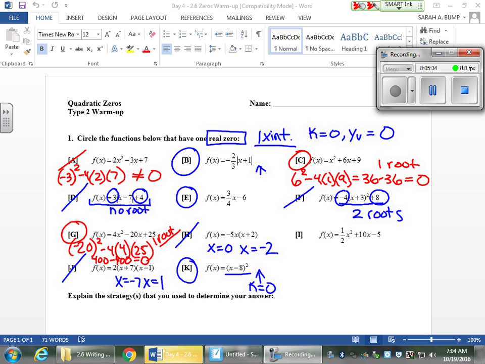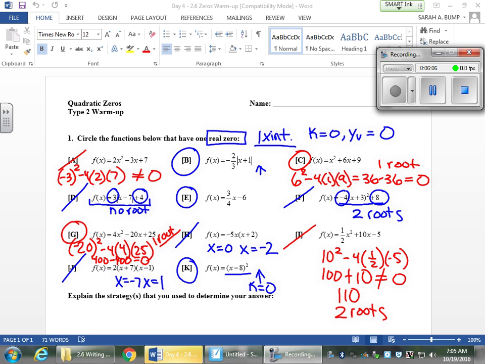And the last one, b squared minus 4ac, 10 squared minus 4 times a half times negative 5. That'll give us 100. 4 times a half is 2, and 2 times 5 is 10. It'll become a plus 10, though, because of the signs, which is not equal to 0. We got 110. Positive discriminant means 2 roots, 2 zeros. So that's out. So the correct answers were B, C, E, G, and K.